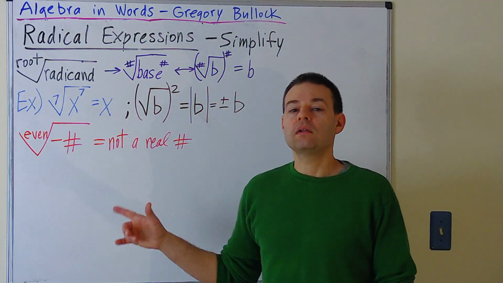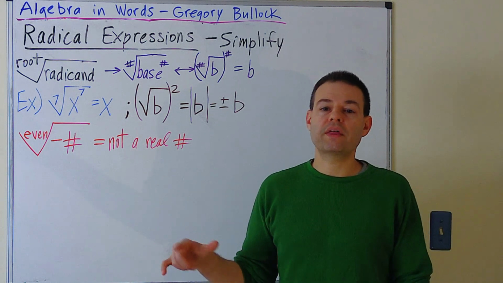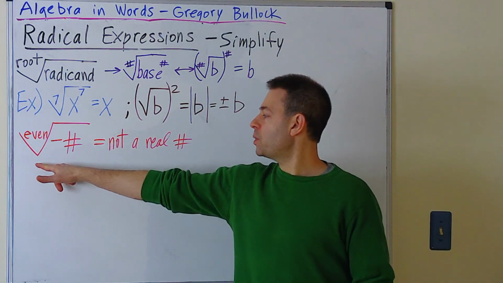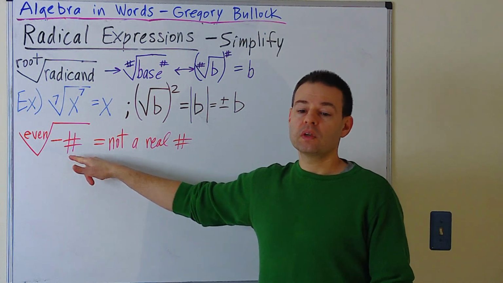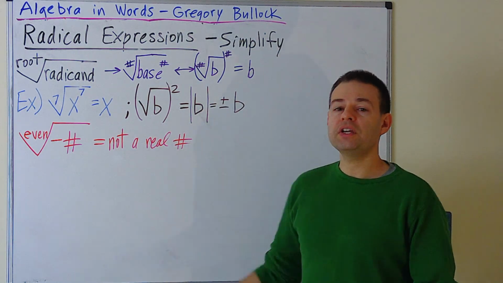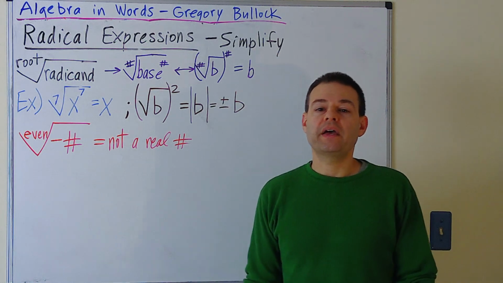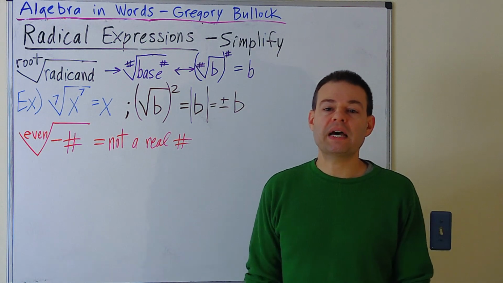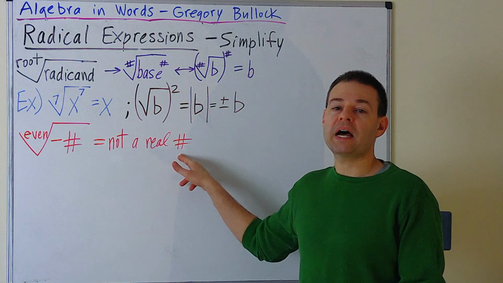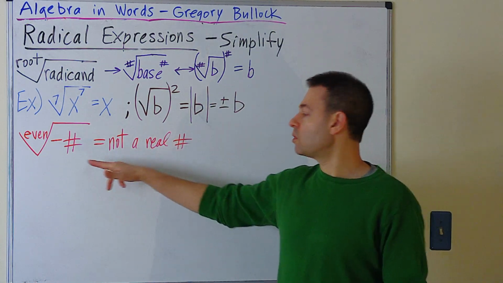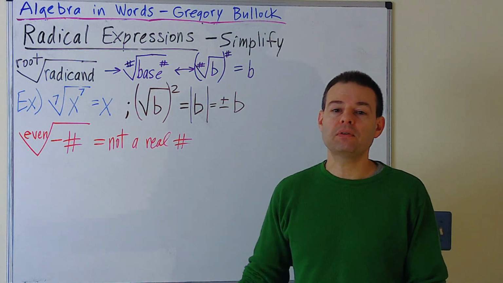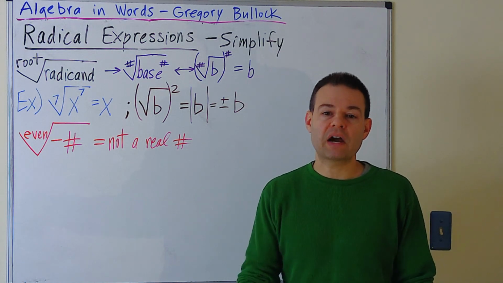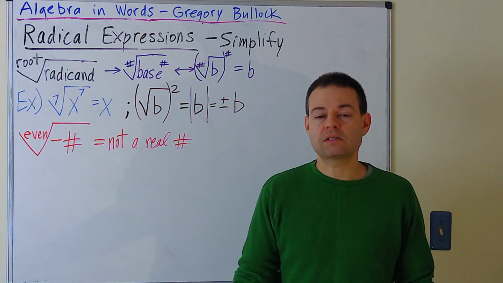Now, likewise with even roots, there's one other caveat. What happens when you have an even root of a negative radicand? Well, that's going to equal not a real number. And basically, the reason behind that is if you were to take this and apply the power to it to go in reverse, you could not apply an even power to a base and arrive at a negative number, because that's impossible.